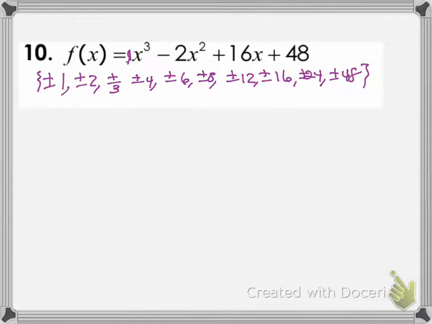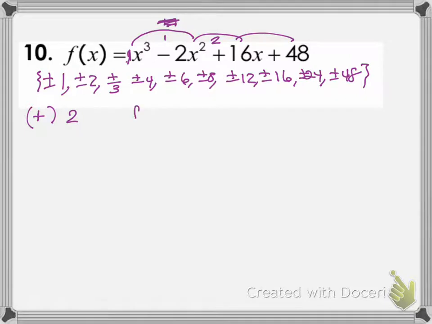Let's use the rule of signs, the Descartes rule of signs. So this goes from positive to negative, so that would be 1. And then from negative to positive, that would be 2, and then positive to positive. So for positive possibles, it has 2.